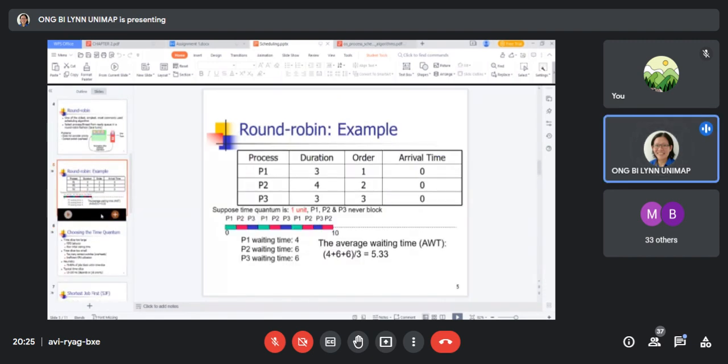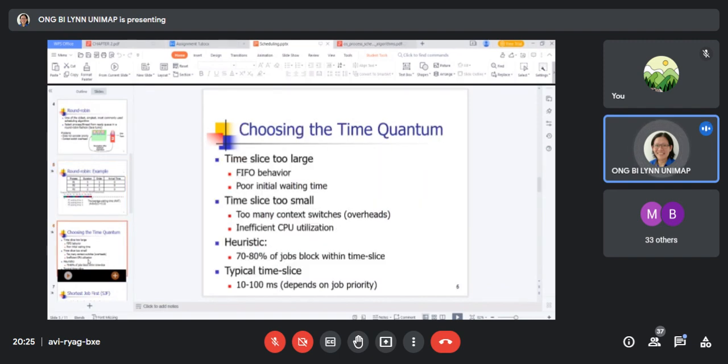So after round robin, it tells you about choosing the time quantum. As I said, the time quantum will be 2 to the power of x. It can be 1, it can be 2, it can be 4, it can be 8, it can be 16, it can be 32. So this is some theory; I will leave it to you.